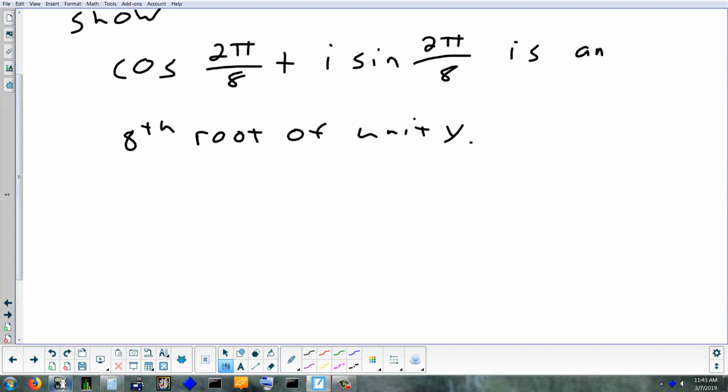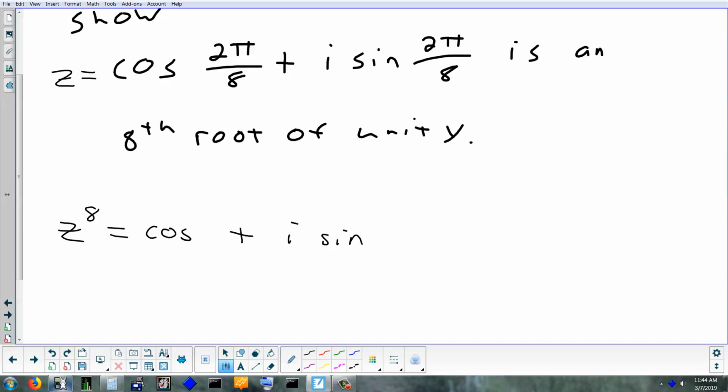It's already in trig form, so we don't have to find the radius or the angle. What is the radius there? It's 1. So when I raise it to the 8th power, the radius is still 1. So let's just call this complex number z, so I don't have to write the whole thing again. So z to the 8th power. Radius is still 1. What's going to be my angle when I use DeMoivre's theorem?